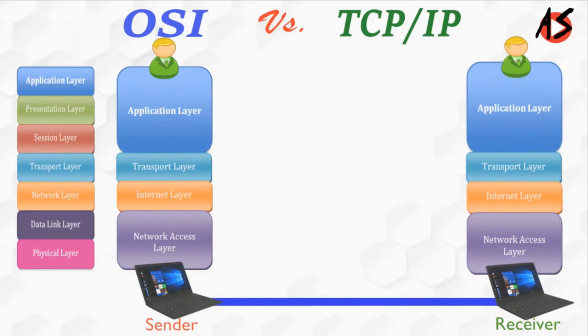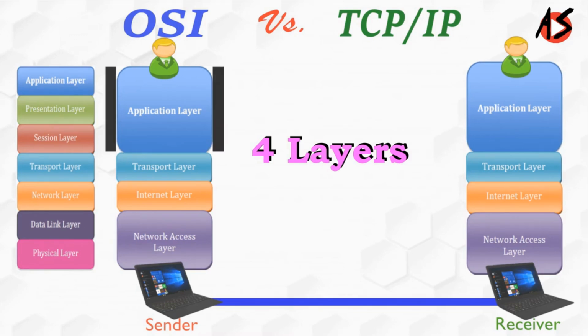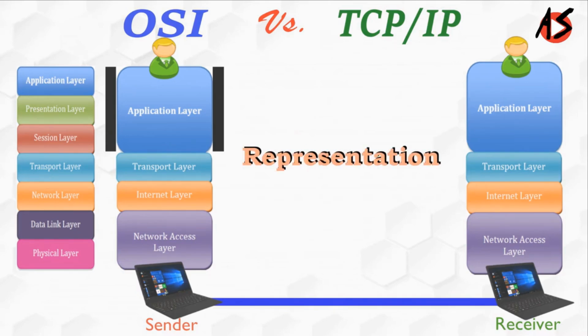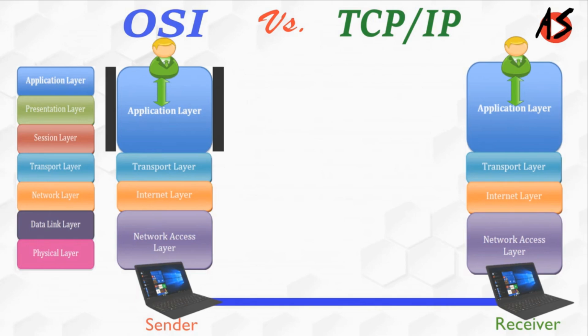Here in the TCP/IP model, we have 4 layers. The topmost layer in this model is called the application layer. This layer is responsible for handling high-level protocols, and it deals with issues of representation. This layer allows the user to interact with the application. When one application layer protocol wants to communicate with another application layer, it forwards its data to the transport layer.